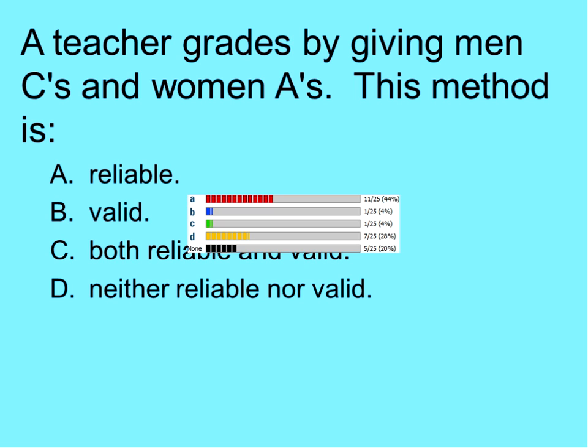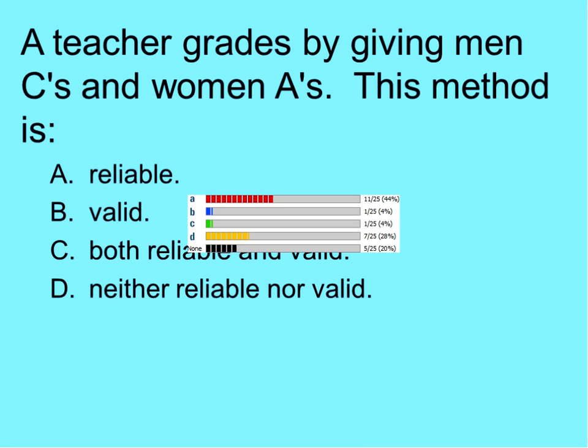For those of us who responded, there was a pretty even split, 11-7 between A, it's reliable, and D, it's neither reliable nor valid. Let's talk about it for a second. For those of you who chose A and said this is reliable, why is it reliable? The men get C's and the women get A's. What makes this reliable? It's going to happen every time. You can predict the grade. It's a consistent measure. Okay?